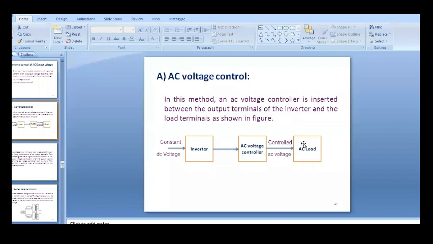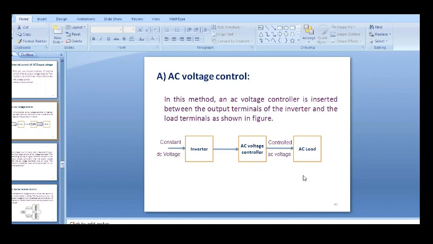So thereby you can control the inverter voltage, because as you are given fixed DC input, obviously you will get a fixed output. Thereby an AC voltage controller is employed here to get the variable AC output. Here, see how we can do this.